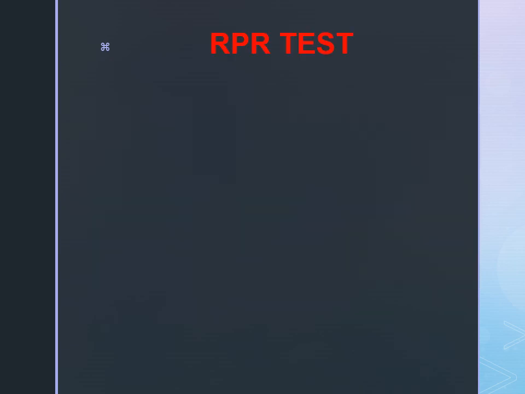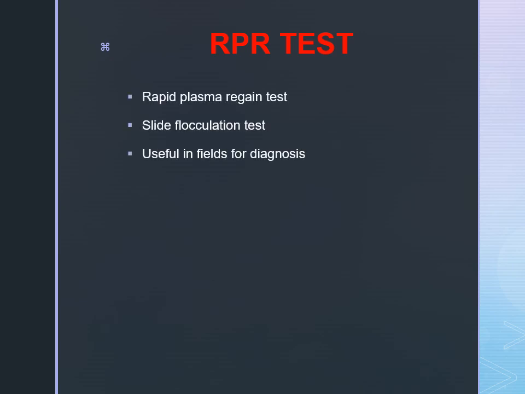Then comes the RPR test. This is the rapid plasma reagent test. It is also a slide flocculation test. And what is the difference between RPR and VDRL? In RPR, the antigen which we are using, the cardiolipin antigen, is coated with charcoal particles. So this charcoal particle will help in making the reaction visible to the naked eye.